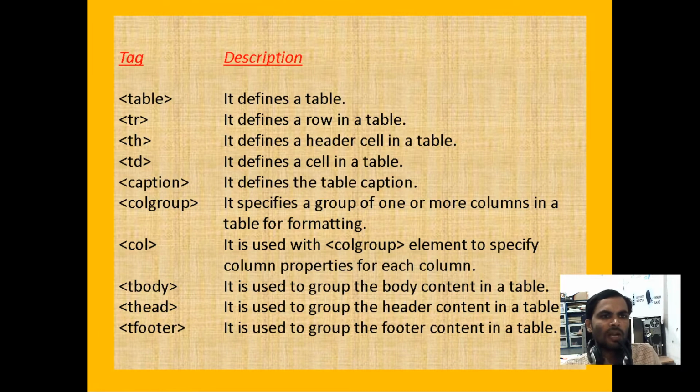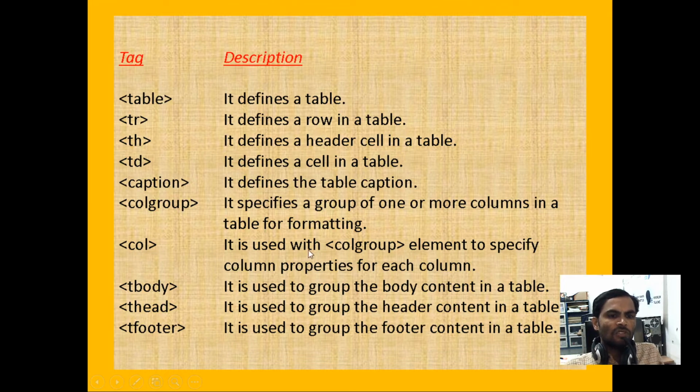Now, what tags are there under the table? Table is the tag that defines the table. TR defines a row in a table. TH defines a header cell in the table. TD defines a cell in the table. Caption is the table caption. Colgroup specifies a group of one or more columns in the table for formatting.